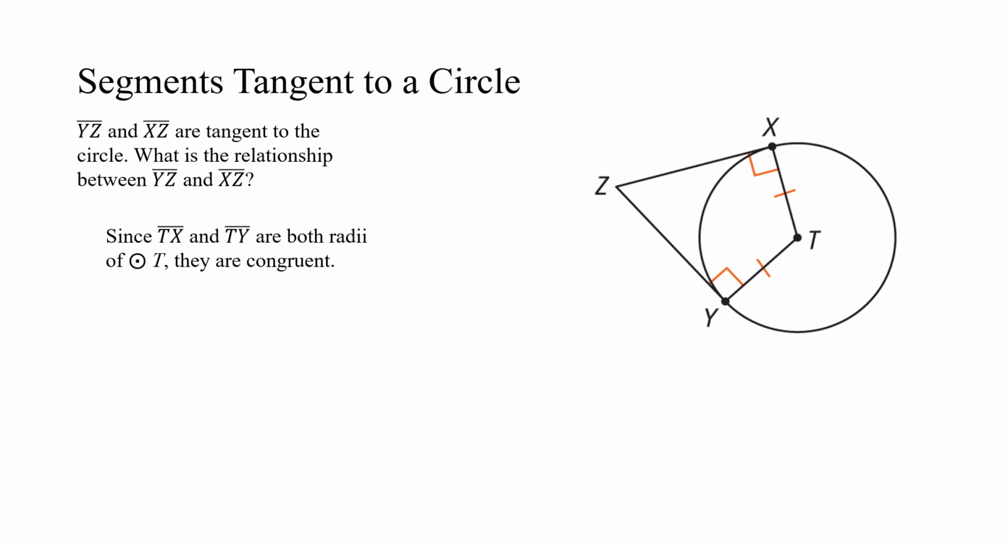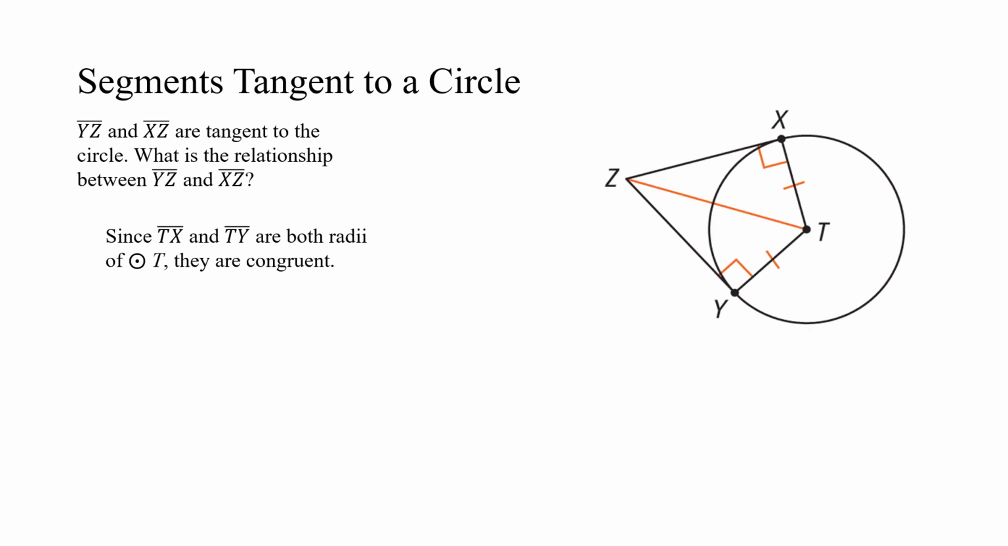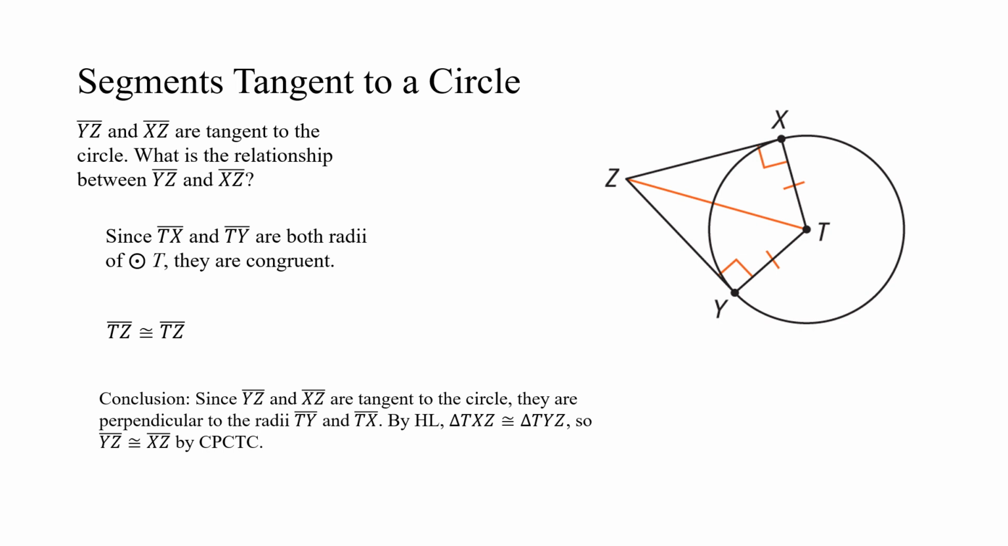So TX and TY are both congruent to each other. Now imagine that you draw a segment from the center of the circle to point Z. According to the reflexive property, TZ is going to be congruent to itself. Now, you have created two triangles. Those two triangles, by the hypotenuse leg theorem, are going to be congruent to each other. So the corresponding parts of the congruent triangles are also going to be congruent. We can say that ZY is going to be congruent to ZX.